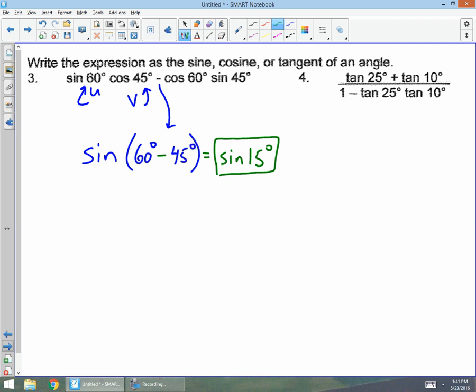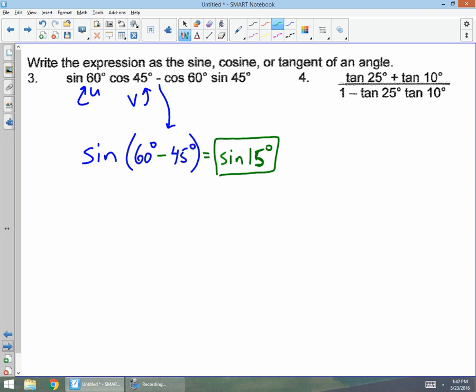Now, can you actually find the exact value for the sine of 15 degrees in terms of the unit circle? No. And you'll notice it just says write the expression as the sine, cosine, or tangent of an angle. And we've written it as the sine of 15 degrees, and 15 degrees, of course, is the angle.